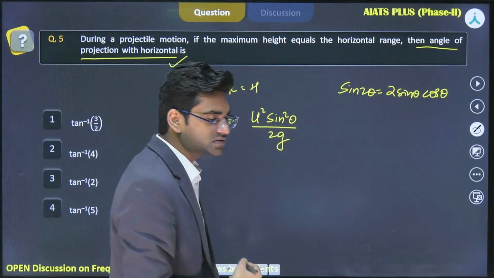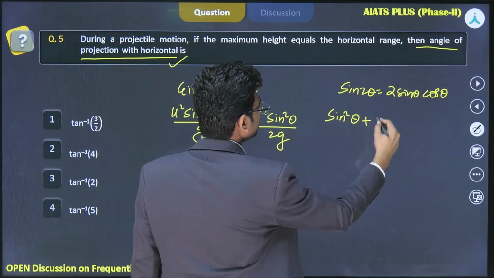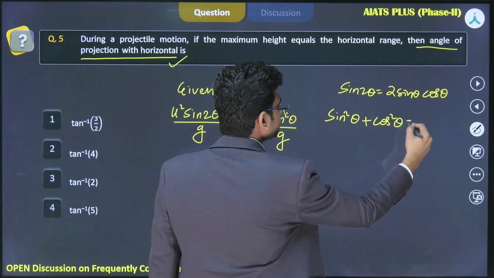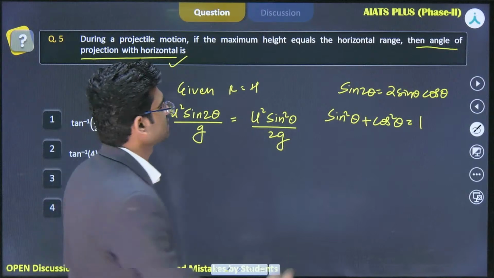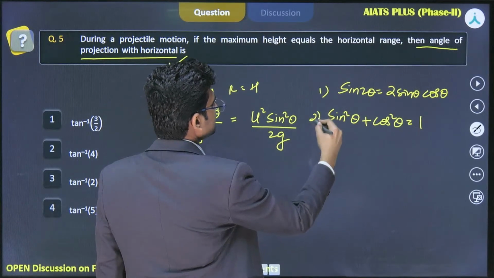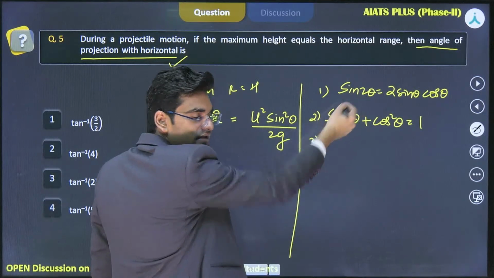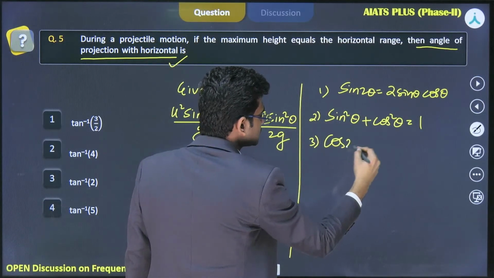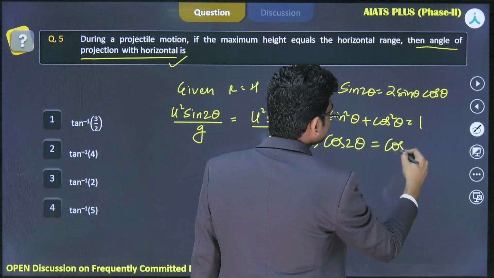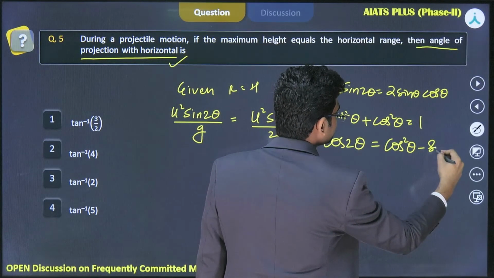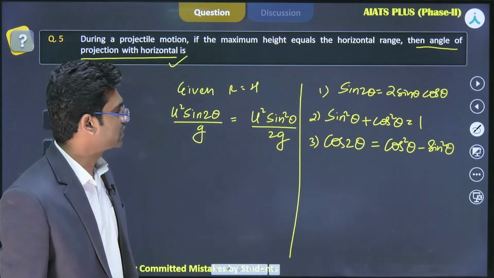There are other formulas also, so I am telling you other formulas too, so that you can remember and use them wherever required. So the other formula is sine square theta plus cos square theta is equal to 1. This is one formula, this is second formula. There is another formula. So if there is sine 2 theta, then we should know what cos 2 theta is equal to. So cos 2 theta equal to cos square theta minus sine square theta.